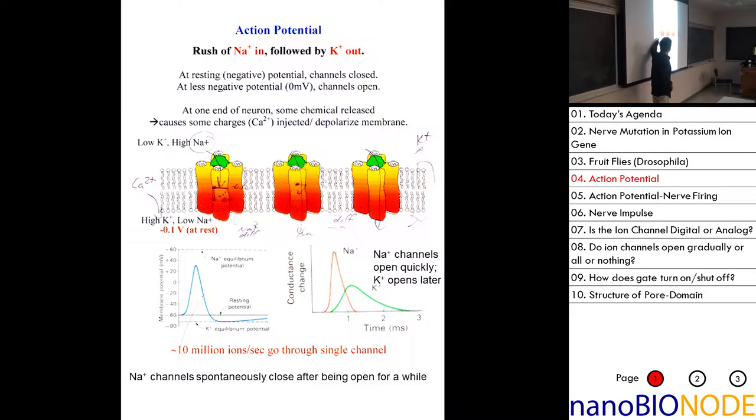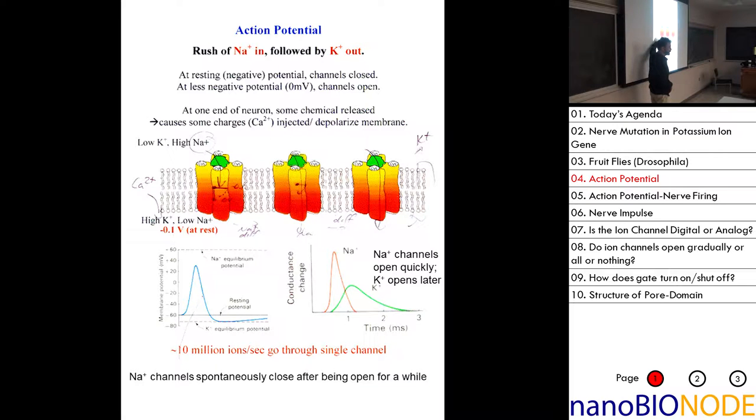So in this case, sodium, for example, has a real high concentration over here and low over here. So chemically, it will want to go. Also electrically, if it's at 0 and minus 0.1, electrically, it will want to go. On the other hand, what about potassium?